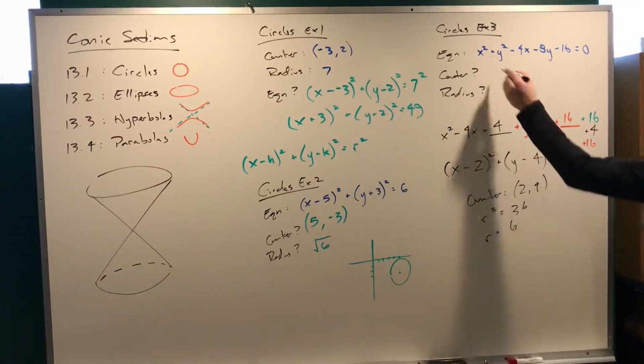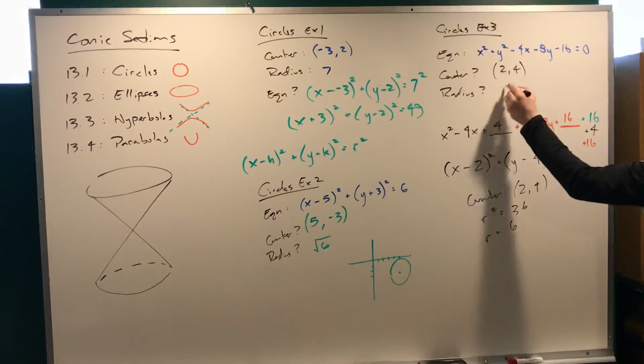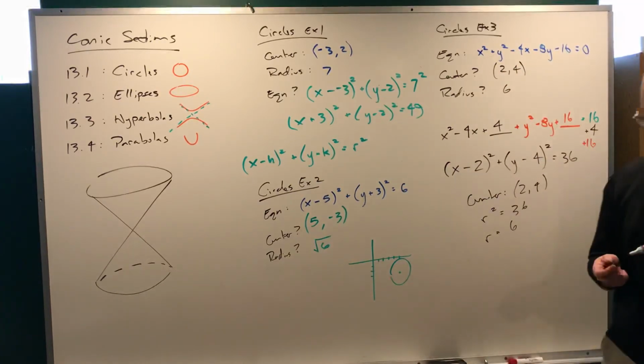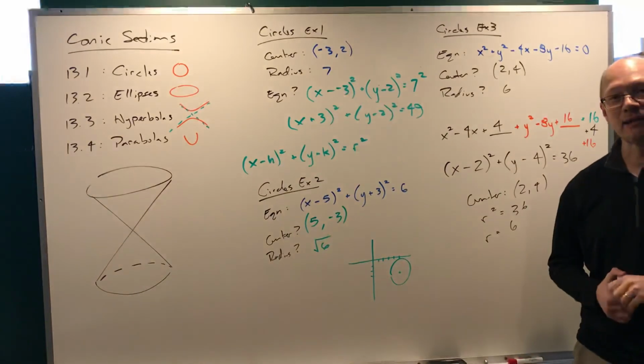So I found my center and my radius thusly. So that's circles. Come back and take a look at ellipses next.